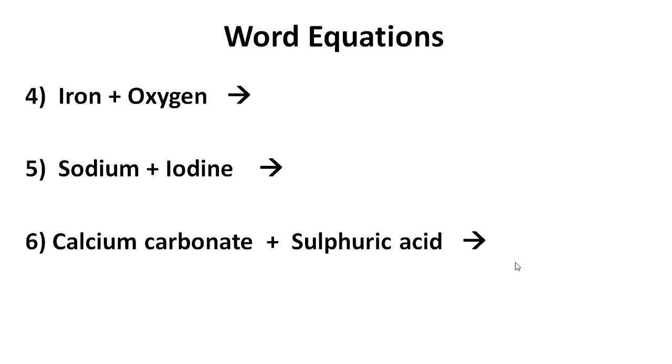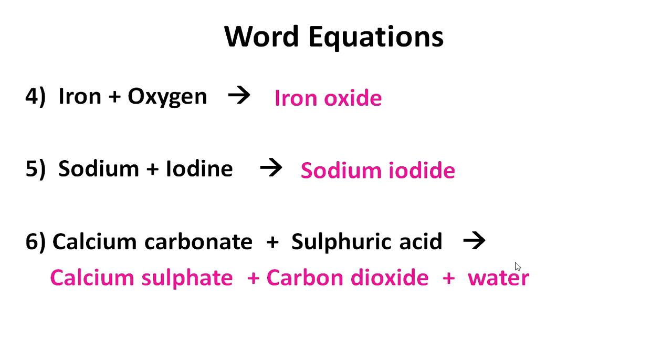More equations for you to practice. Do the same, complete the word equation, write the symbol equation, and balance the equation. Pause the video whilst you do so. Now let's go over the answer. Iron plus oxygen is iron oxide. Sodium plus iodine is sodium iodide. Calcium carbonate plus sulfuric acid is calcium sulfate plus carbon dioxide plus water.